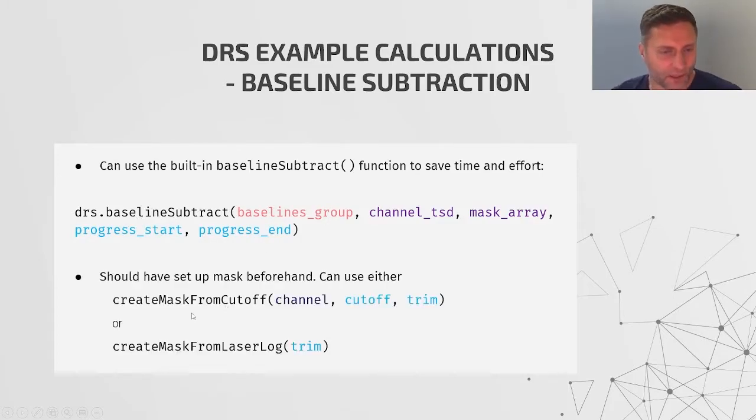As I mentioned, you want to set up your mask array before that, and you can do that by either create mask from cutoff, where there's a channel and a cutoff value and some trim values, or you can do it from mask from laser log. You could also potentially just pass it a numpy array of all ones at this point as well, so that you don't have to run one of these.